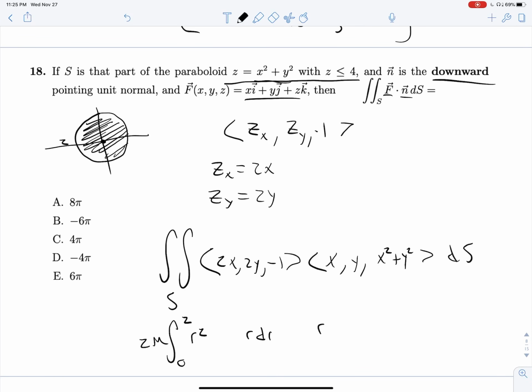So r cubed, evaluate on z, sorry, I'm really rewriting what we have here. I should kind of scrunch this together. There we go. So this is going to be equal to 2 pi times the quantity r to the 4th over 4 on 0 to 2, which is just going to give us 16 over 4, or 4. So 8 pi is our answer there.